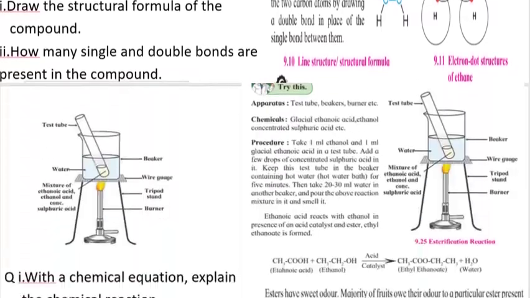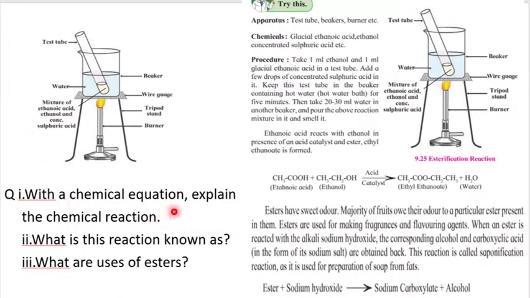Now, let us move to our next diagram based question. With a chemical equation, explain the chemical reaction. Here in the test tube, a mixture of ethanoic acid, ethanol and a few drops of sulfuric acid is taken. Now keep this test tube in the beaker containing hot water for 5 minutes. Then take 20 to 30 ml of water in another beaker, pour the above reaction mixture in it and smell it. Here the ethanoic acid and ethanol react in the presence of an acid catalyst, here the sulfuric acid, and an ester, that is ethyl ethanoate, is formed.